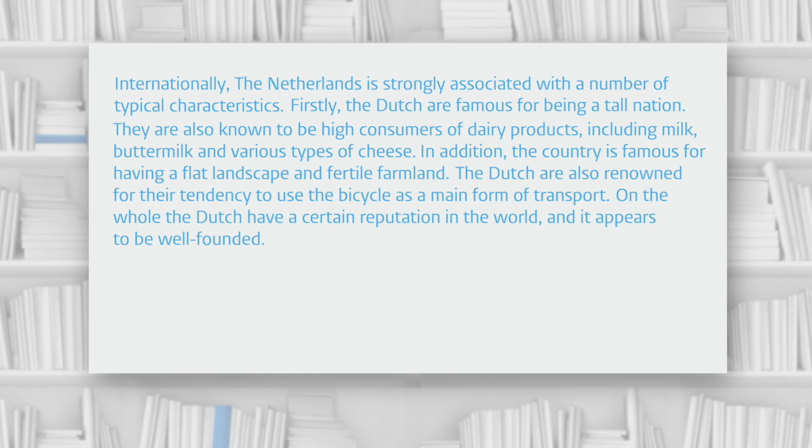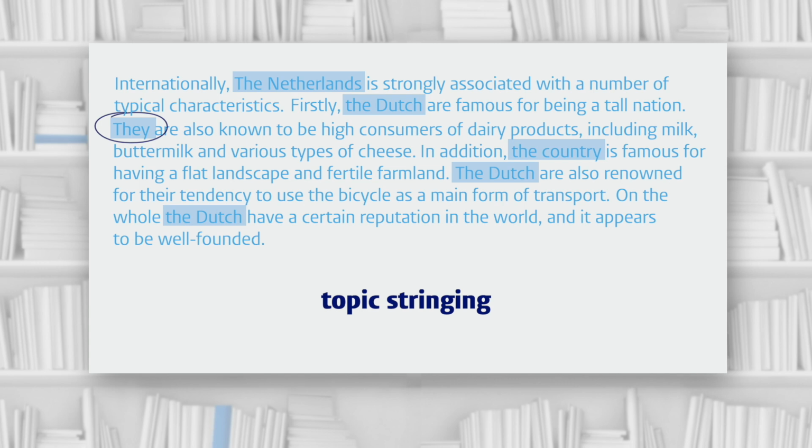We can see here that the topic of each sentence is the same. It is either the Netherlands or the Dutch in each sentence, while we use the focus part of the sentence to add pieces of new information as we progress through the paragraph. This is known as topic stringing. Notice again here the use of reference words, like they, and summary words, like the country, which help us to avoid repeating ourselves while maintaining the flow.